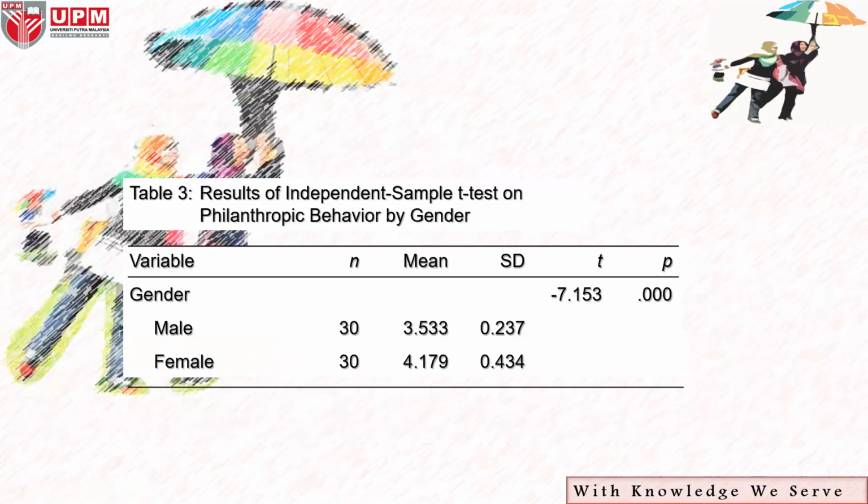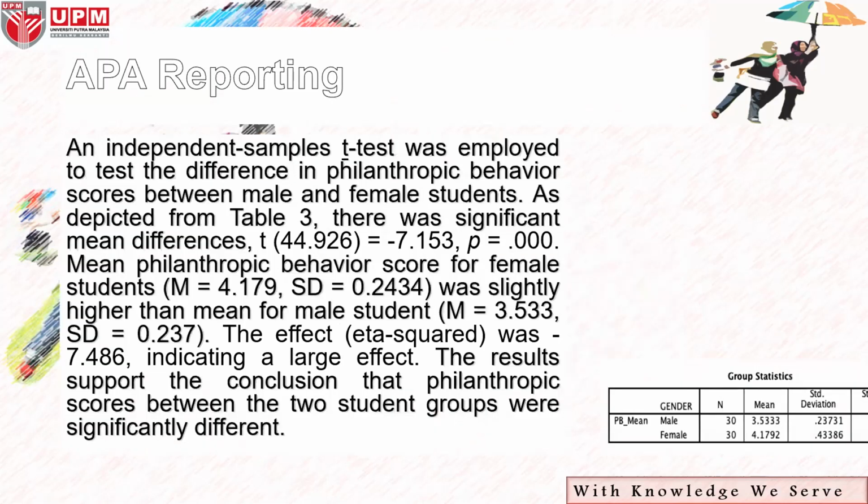So Table 3, result of independent sample t-test on philanthropic behavior by gender. Gender, male 30, female 30. We report the mean, standard deviation, and then the T value, the unequal variance not assumed value. Okay, so this is the APA reporting.